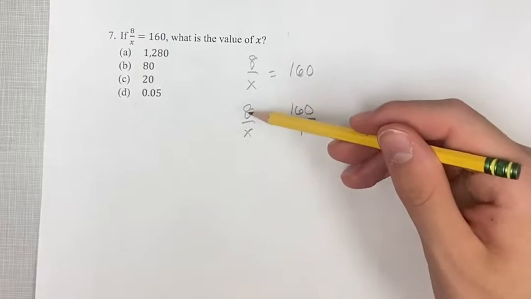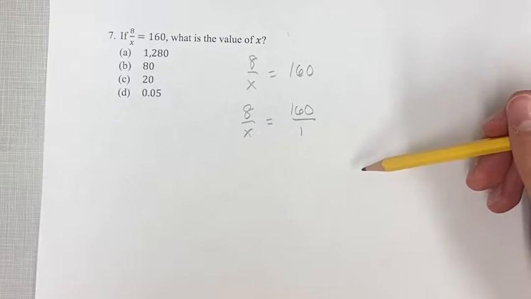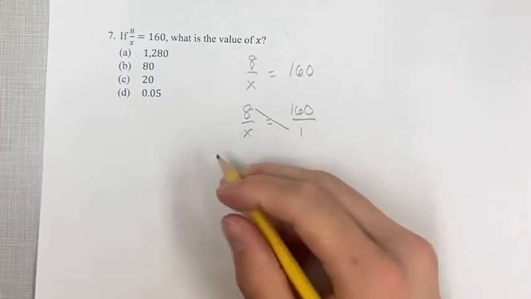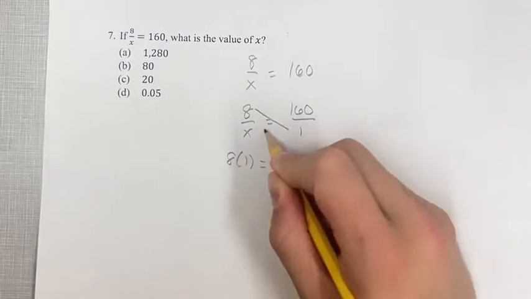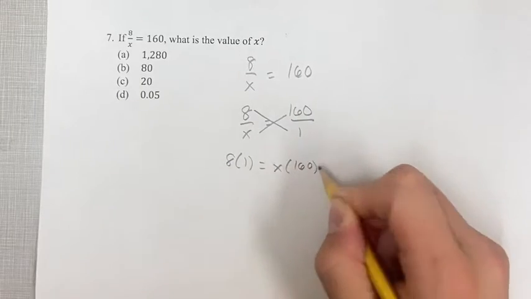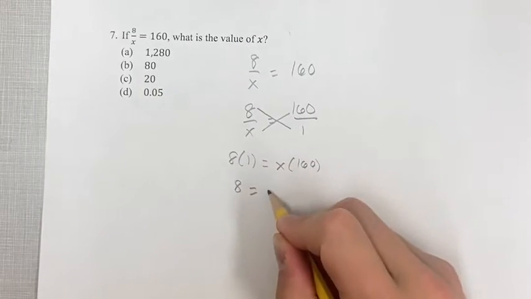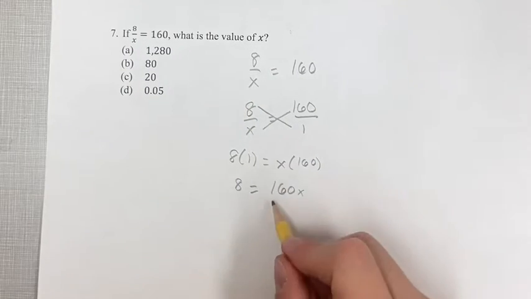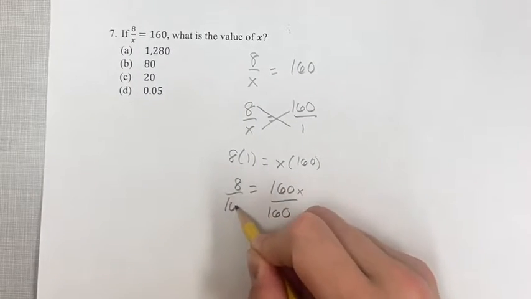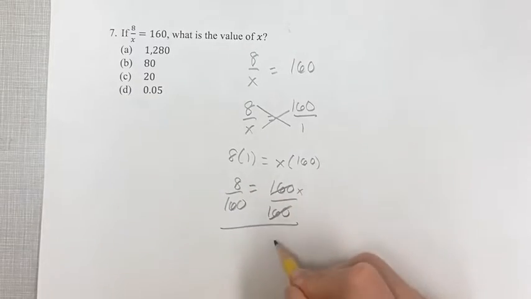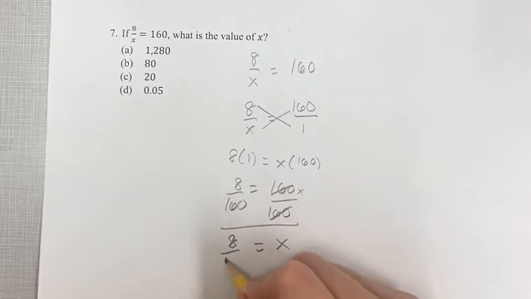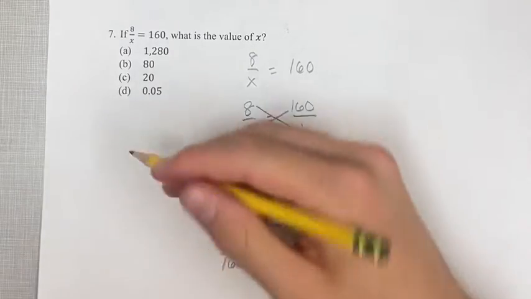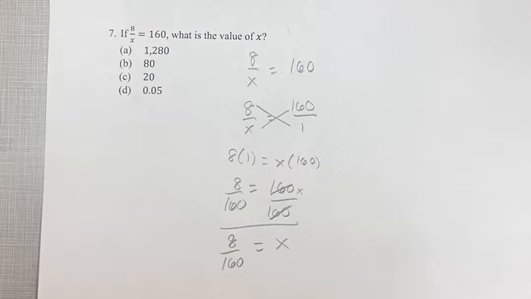What we can do here is we have two fractions that are equal to each other, so we can cross multiply. So we have 8 times 1 is equal to x times 160. 8 times 1 is 8, is equal to 160x. Now if we're solving for x, all we have to do is divide by 160. These cancel, and we get x is equal to 8 divided by 160. So 8 divided by 160 is going to be our final answer, but it's not in any of these forms.